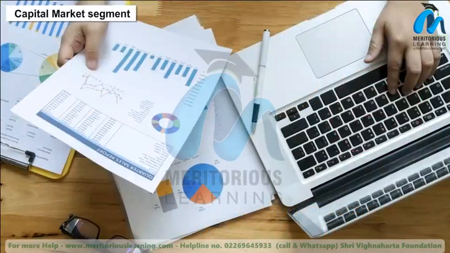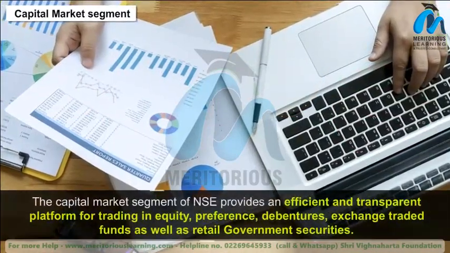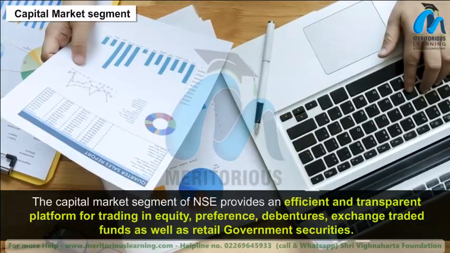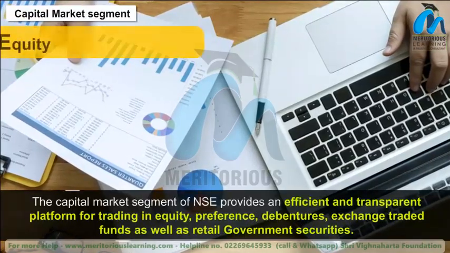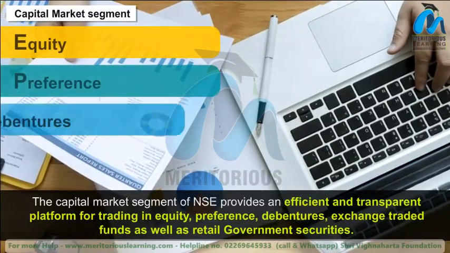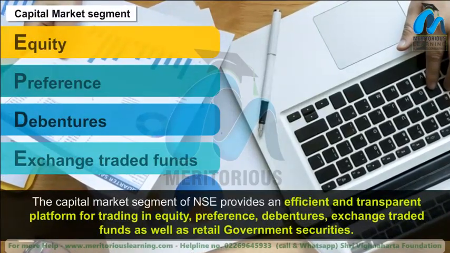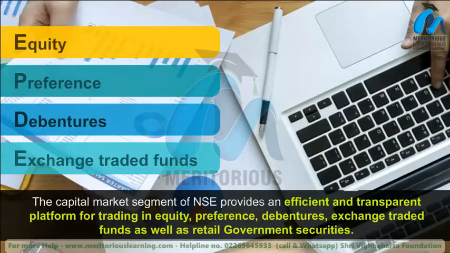Capital market segment. The capital market segment of NSE provides an efficient and transparent platform for trading in equity, preference shares, debentures, exchange-traded funds, as well as retail government securities.